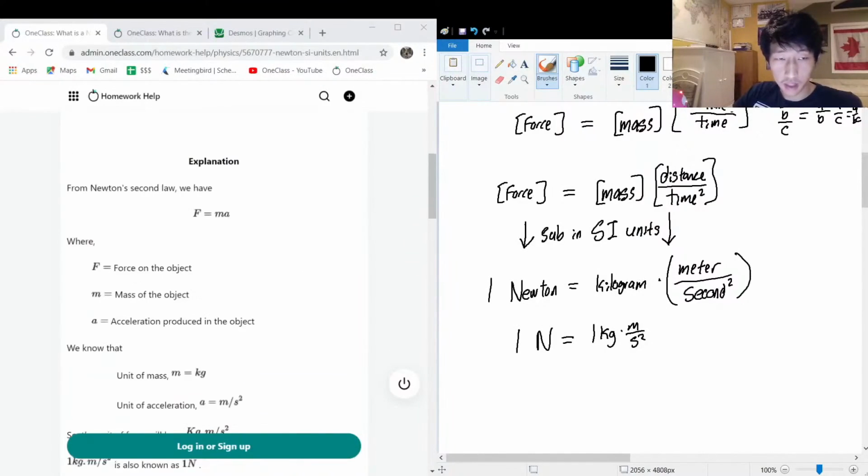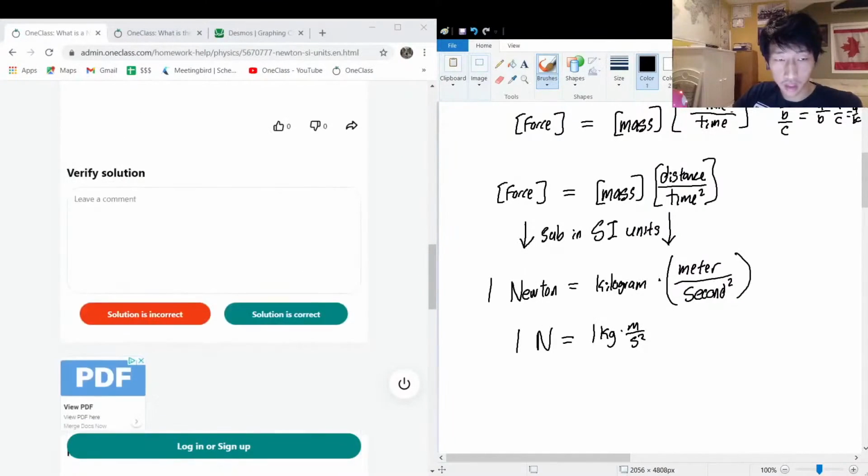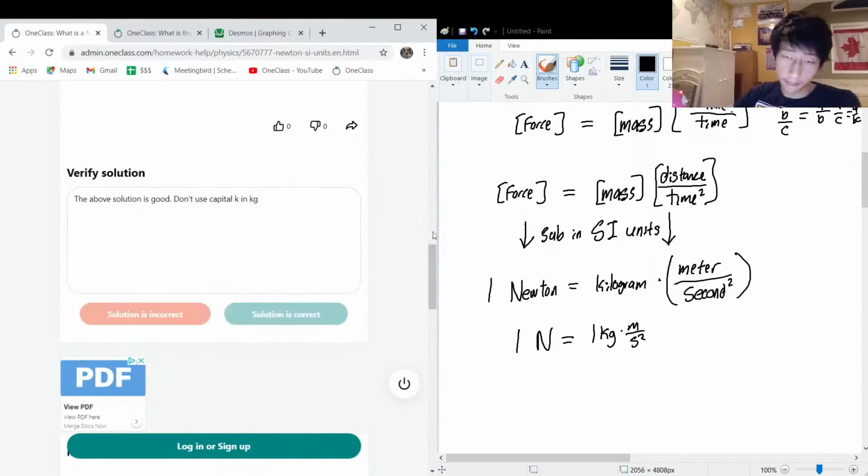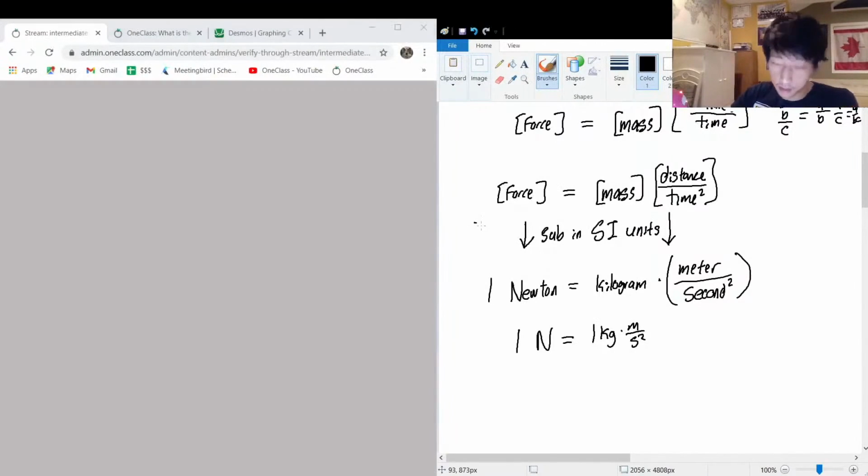Yeah, that's good. So the above solution is good. Don't use a capital K in kg for kilogram. That's just a minor thing, but still.